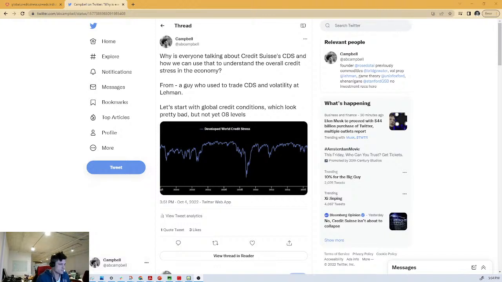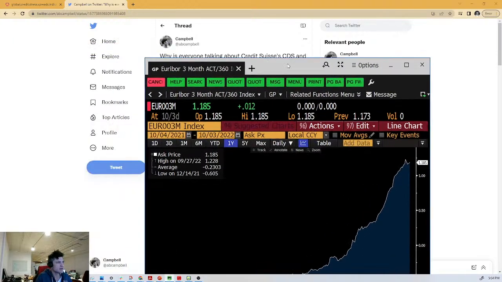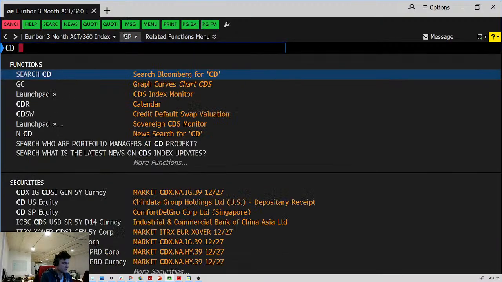It's October 4th, 2022, and today we're going to talk about credit spreads. In particular, we're going to talk about CDS. There's a lot of news going around, a lot of tweets about Credit Suisse's CDS.